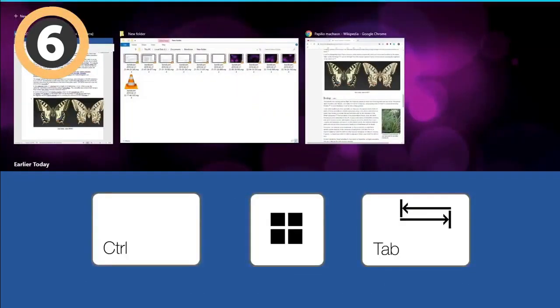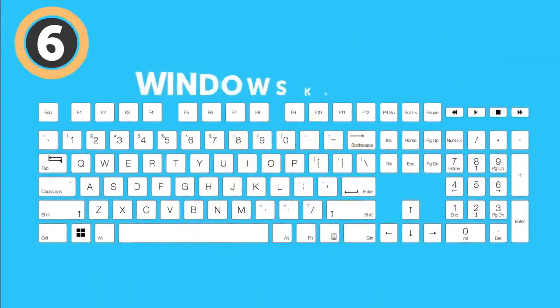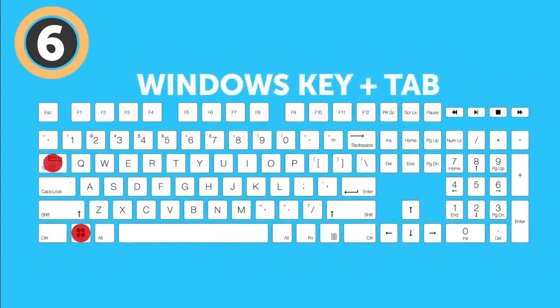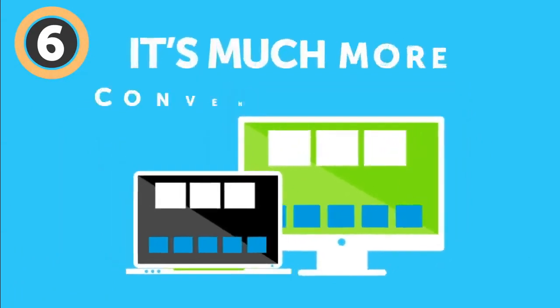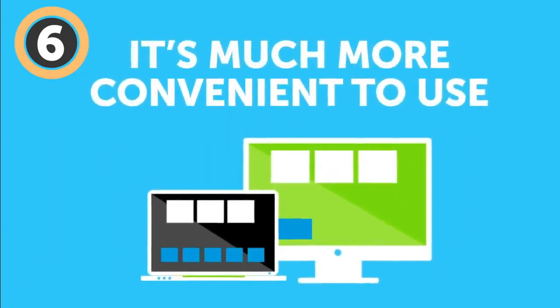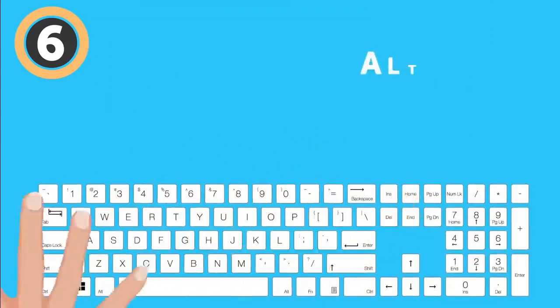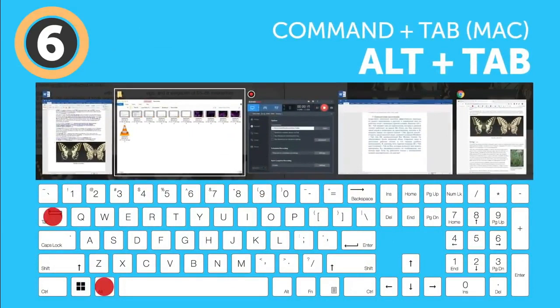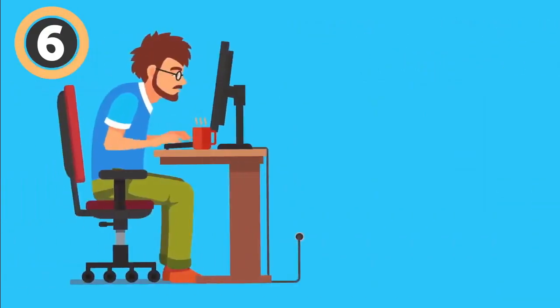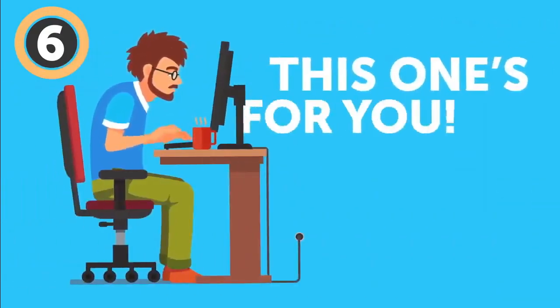Another way to open the task view is to press the Windows key plus Tab. This is the PC equivalent to the Mac's Mission Control. It provides a broader view of open windows and available desktops, and it's much more convenient to use. And finally, there's the hotkey Alt plus Tab, or Command plus Tab on a Mac, that will allow you to swap programs without previously displaying them, like a deck of cards. If you work with just a couple of windows at once, this one's for you.